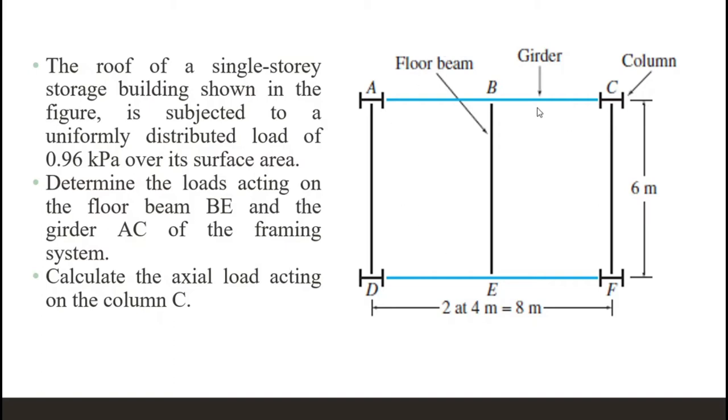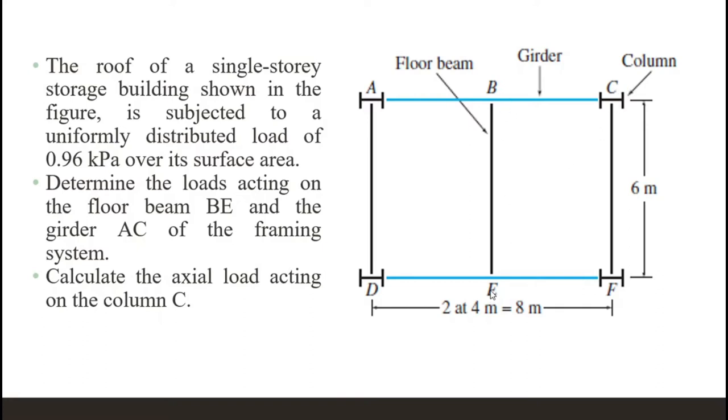The whole roof is loaded at 0.96 kPa. This could already be a combination of different classifications of loads, so we will work with this given. Then determine the loads acting on the floor beam BE, and girder AC of the framing system. Then calculate also the load acting on column C.